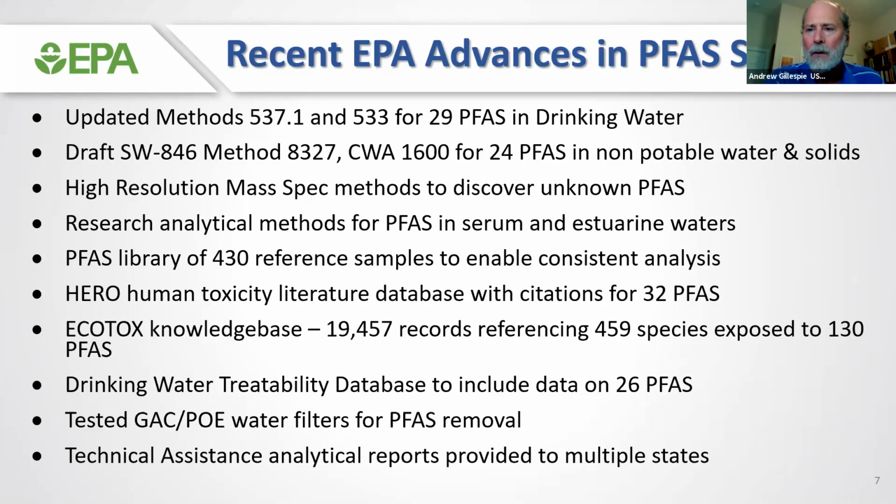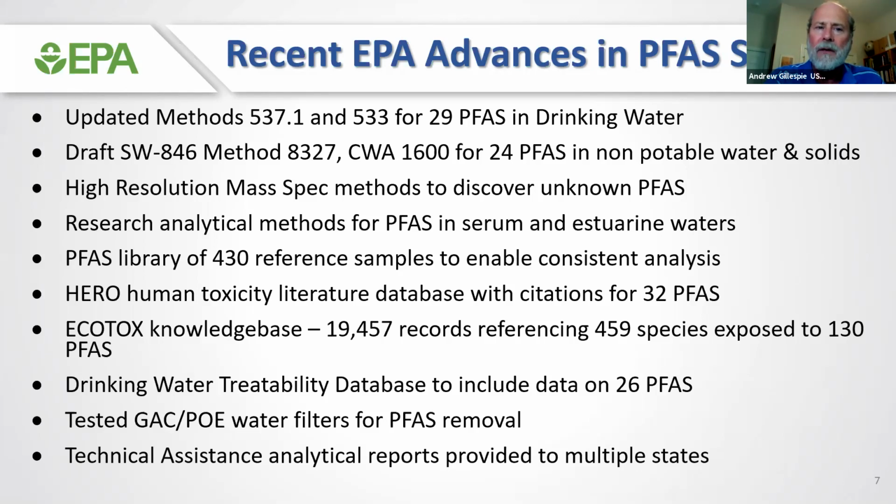Method 533 focuses on more of what we call the shorter chains, PFAS molecules with 4, 5, 6, 7, or 8 carbon atoms, whereas 537 tended to focus on longer chains, 6, 7, 8, and up. So there's some overlap between the two methods. Between the two of them, we have 29 different PFAS that we can quantify in drinking water.